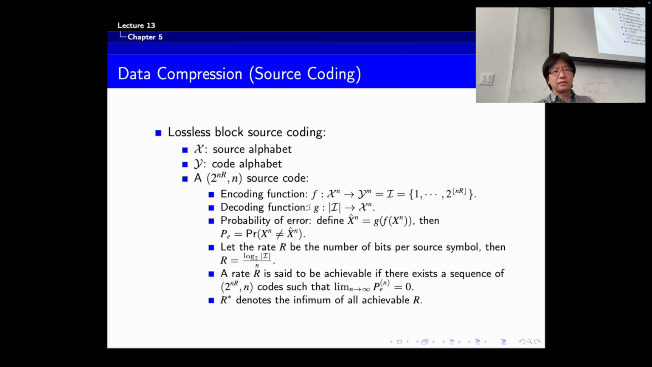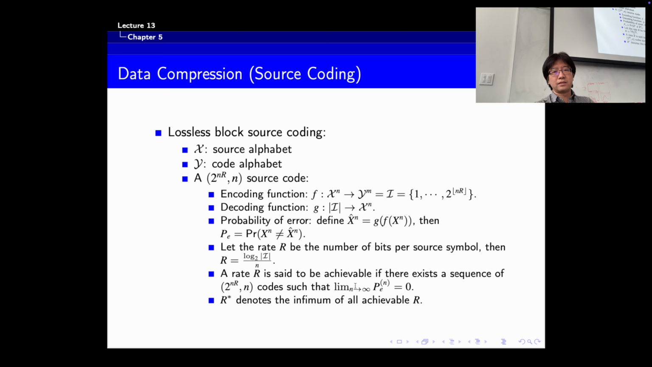All right, and then we can define the decoding function, which is the map from the code alphabet to the original source alphabet, right? The error probability is the probability that the source and the decoded information are not equal, right? And the rate of the code is given by this formula, right? Basically, it means how many bits we need to represent, or to encode, the source information, okay?